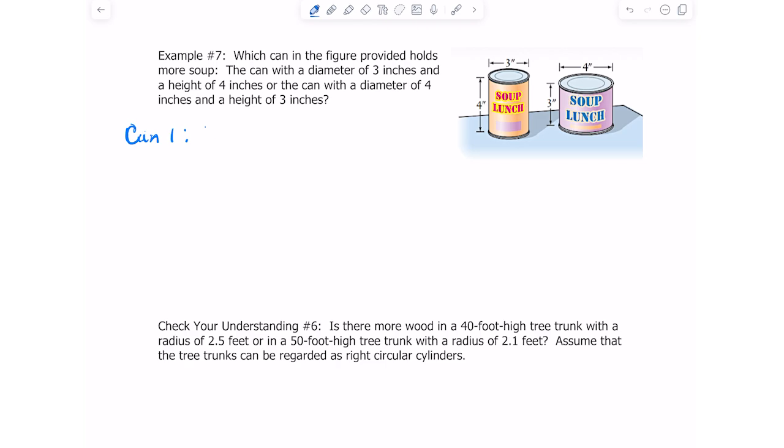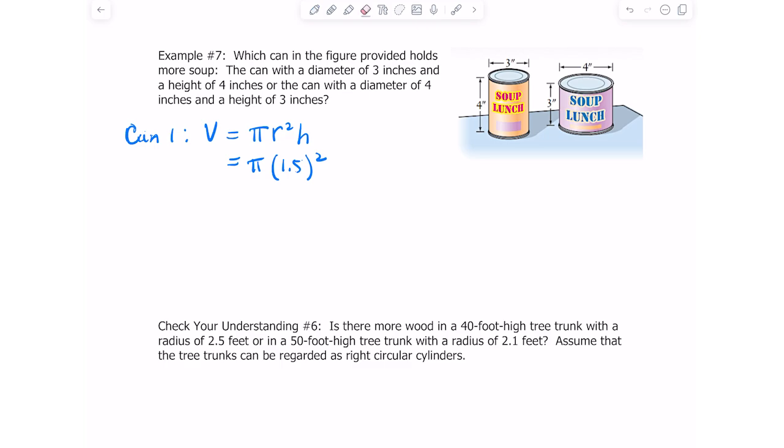Okay, we're trying to find which can holds more soup. So we're looking for volume. So the volume of a right circular cylinder is pi r squared times the height. So here I have pi times, for can 1, the can on the left, I've got a diameter of 3 inches. I need the radius. So if my diameter is 3, to get the radius, I'm just going to divide that by 2, right? Because the radius is half the diameter. Half of 3, or 3 divided by 2, is 1.5.